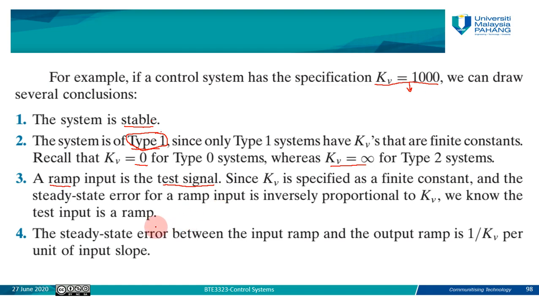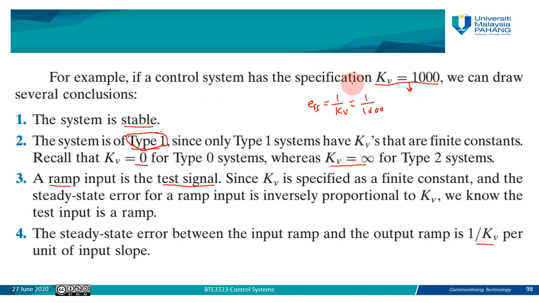What else can we get? The steady state error. For this case, if you have Kv equal to 1000, that means the steady state error of this system, which is equal to 1 over Kv, will also be a finite number, 1 over 1000. So it will be a finite number equal to 1 over Kv per unit of input slope. Okay, so this is the information that we can get from one specification for our system.